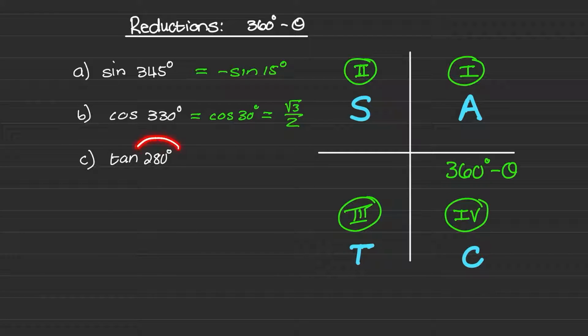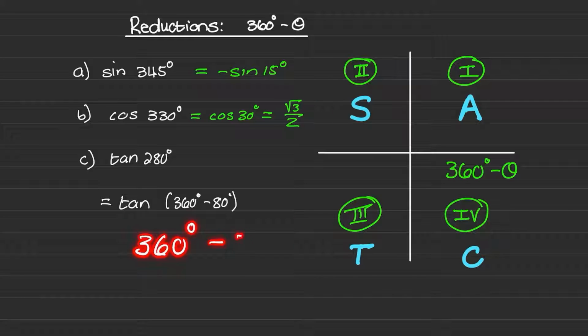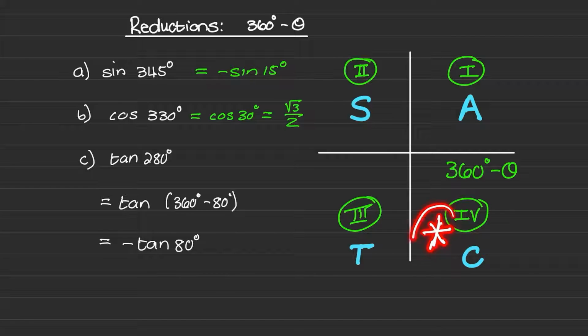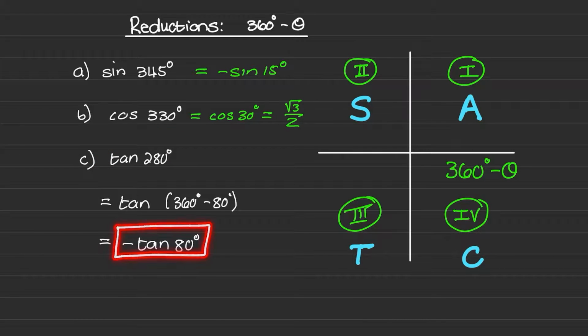In our last example, we have the tangent of 280 degrees. And 280 can be rewritten as 360 minus 80 degrees. And I find the 80 degrees by taking 360 minus 280. And we know that tan is negative in the 4th quadrant. So the tan of 280 degrees is equal to the negative tan of 80 degrees.